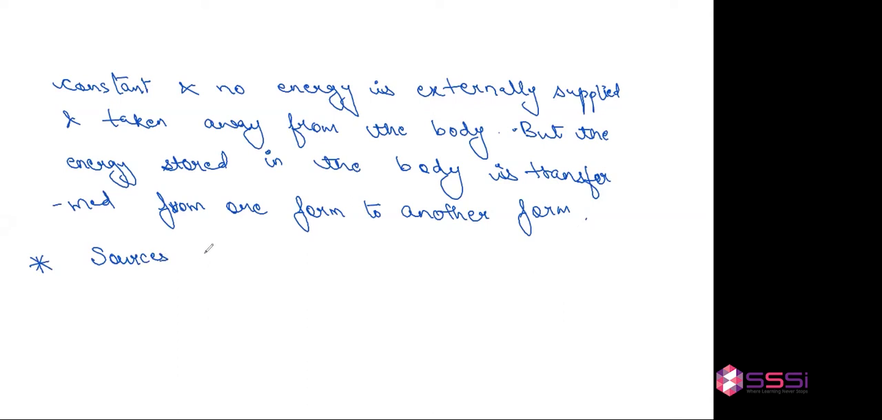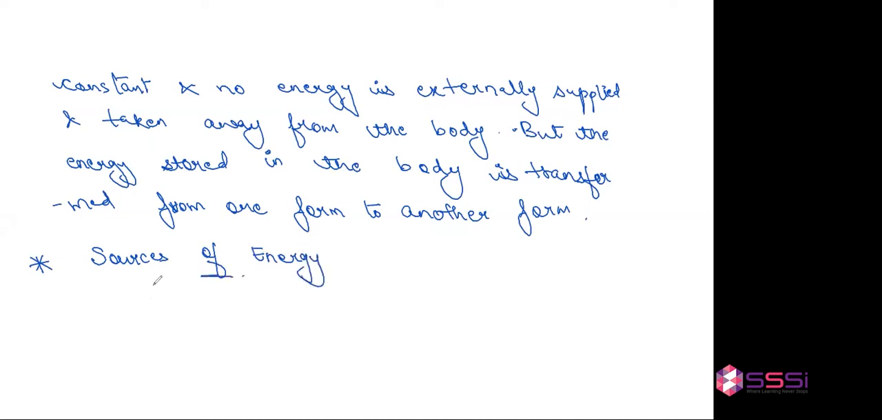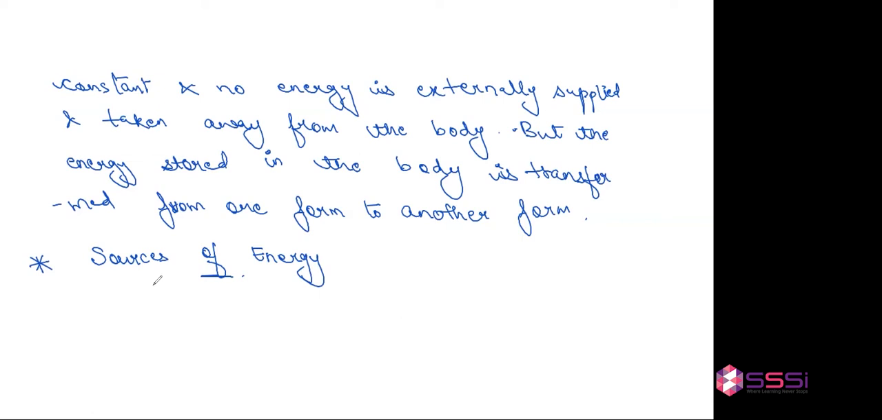So we will understand the sources of energy. We know that the sun is the primary source of energy for all living organisms, and plants require sun energy for making food for themselves, which gives the energy to the plant for their internal activity. All the living organisms, directly or indirectly, depend on the plant. Hence, the plants are the source of energy for the rest of the living organisms.